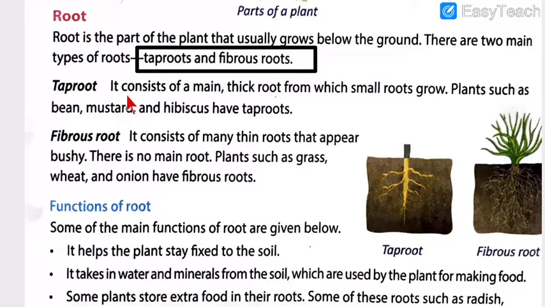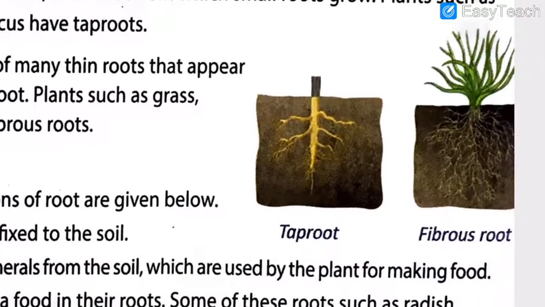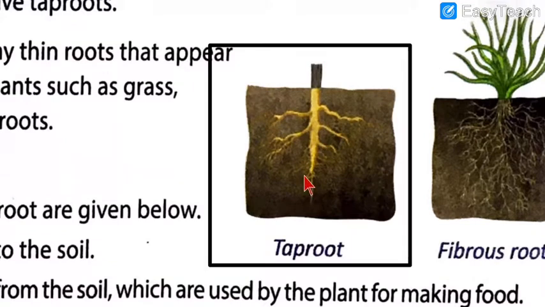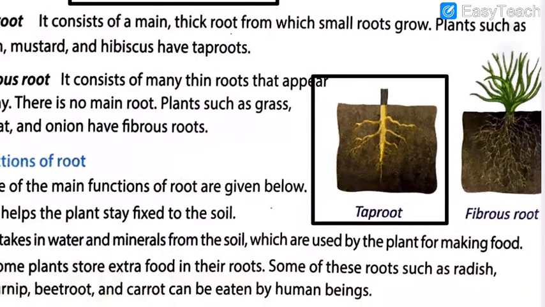Taproot. It consists of a main thick root from which small roots grow. Plants such as bean, mustard and hibiscus have taproots. So my dear students, as you can see, this is the well depicted picture of taproot. You can easily understand that taproot has one main root and other roots are attached to the main root. So this is how the structure of taproot is.